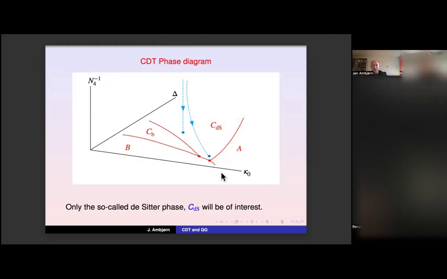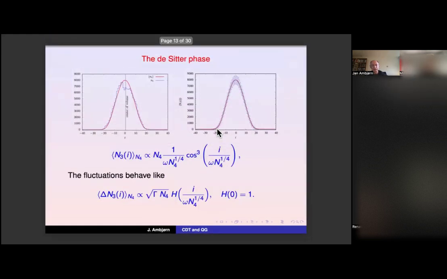And of course, we only have a real phase diagram when N4 is infinite, because the lattice has to be of infinite size to have real critical behavior. So here's a phase diagram. I will not go into any discussion of this, only say that this phase here, called the de Sitter phase, is the one which has our interest. So we don't think the other phases really correspond to any continuum physics, but well, maybe phase CB can be of some interest, but the de Sitter space is what has our interest.